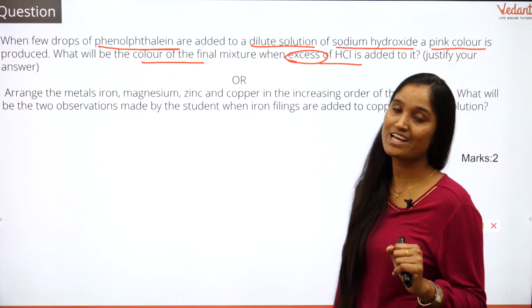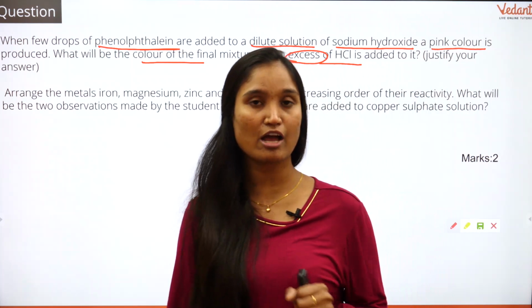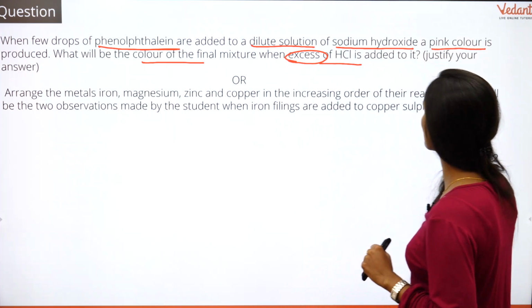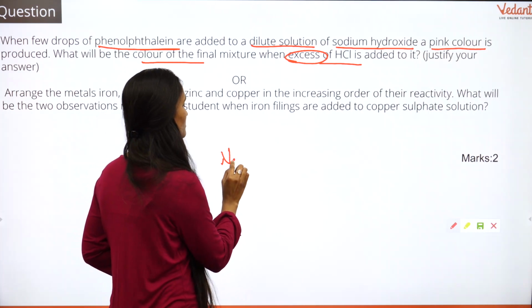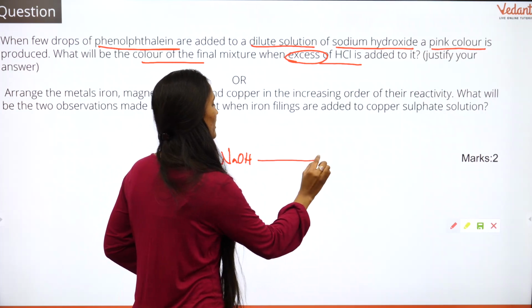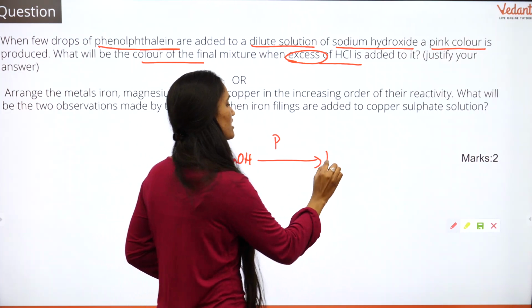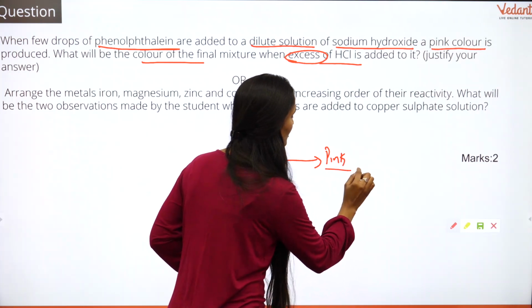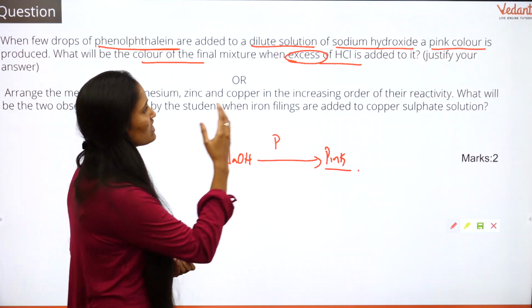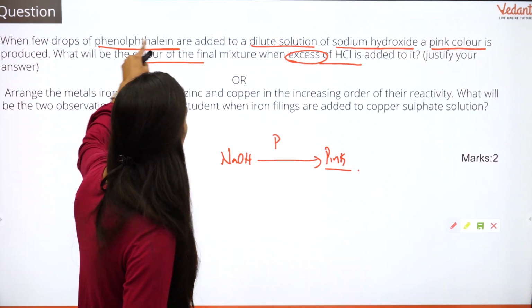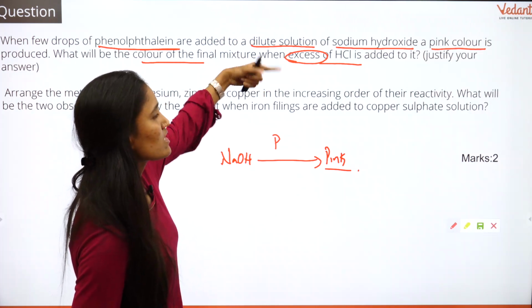They're talking about an acid base indicator by name phenolphthalein, which is first added to sodium hydroxide, NaOH. In the presence of phenolphthalein it gives you a pink color. So what is the color of phenolphthalein in basic medium? It's obviously pink. And now to the same solution, what are you doing? You're adding excess of HCl.